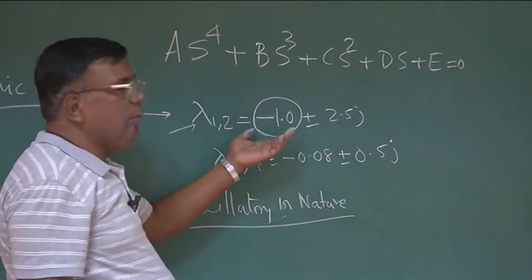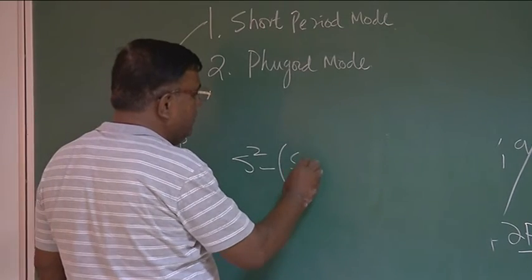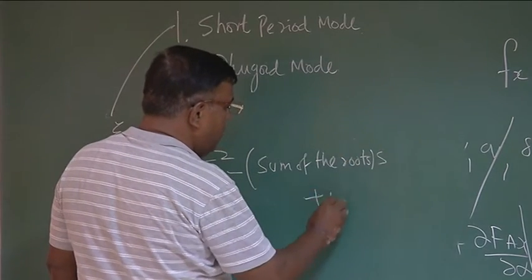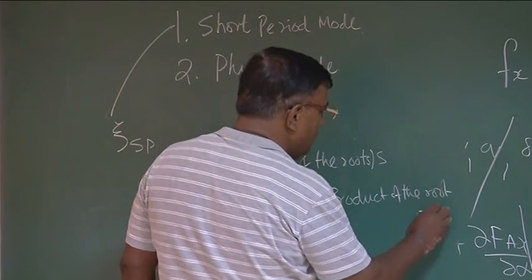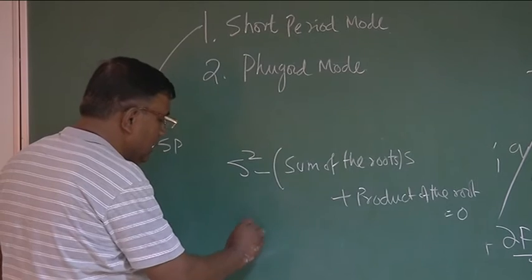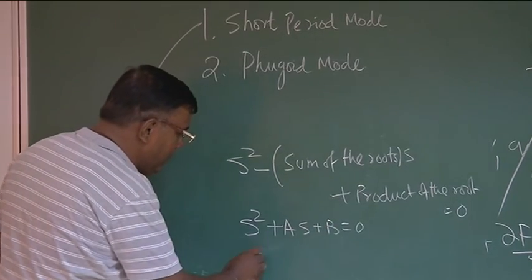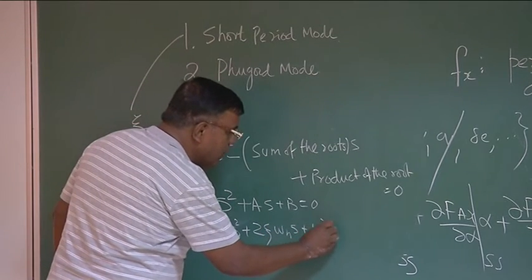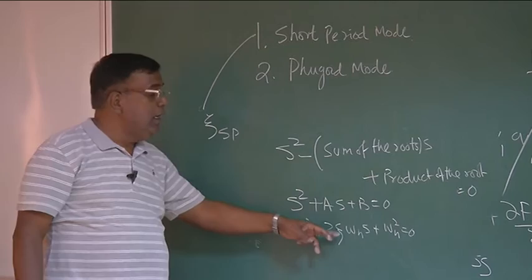Right? So this should be very, very clear, and you should also know, if I want to find out the omega n for any complex pair, the best way to do it is to write the equation s square minus sum of the roots into s plus product of the roots equal to 0, and you can use those roots, and from there you get an equation in terms of s square plus, let's say, a s plus b equal to 0, and then compare this with s square plus 2 zeta omega n s plus omega n square equal to 0, typically a second order system, and you can find out through comparison the value of omega n and the value of zeta.